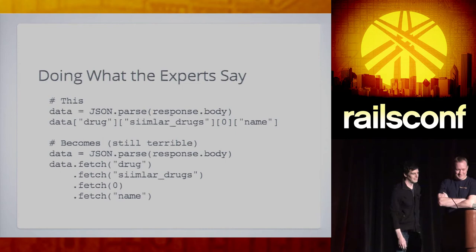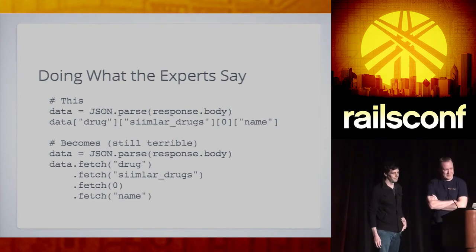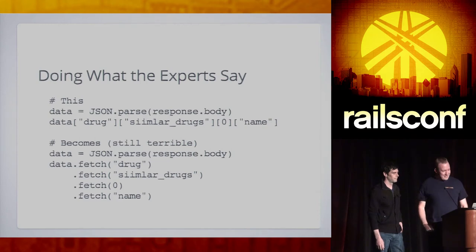All right, so we're going to do what the experts say. We take that stuff we had earlier and just put a chain of fetches instead. That's better, right? It's a little bit better, to tell the truth. When this blows up, at least you have the line number so you know which one failed.